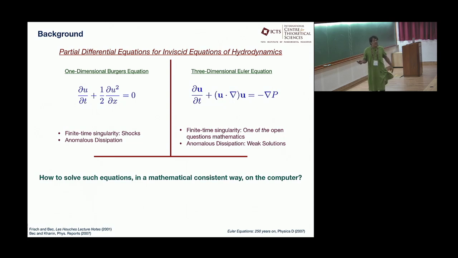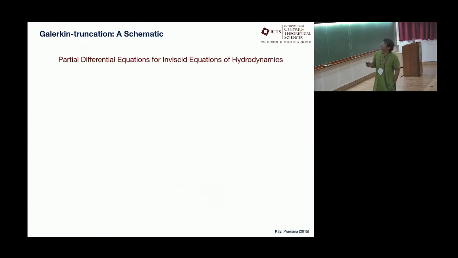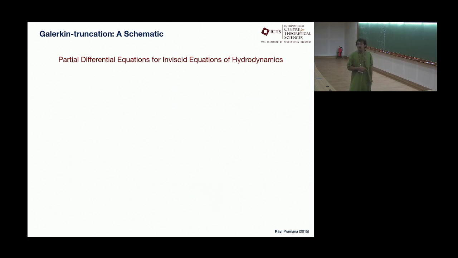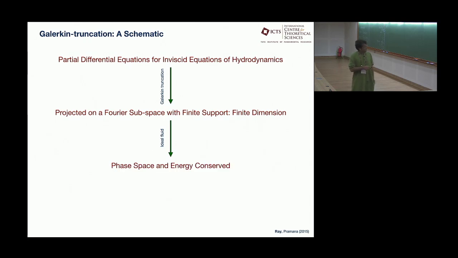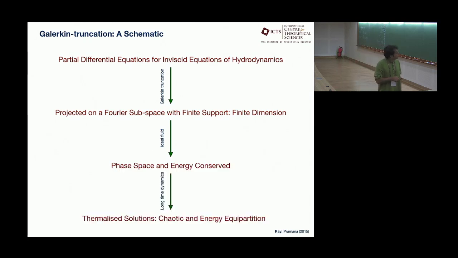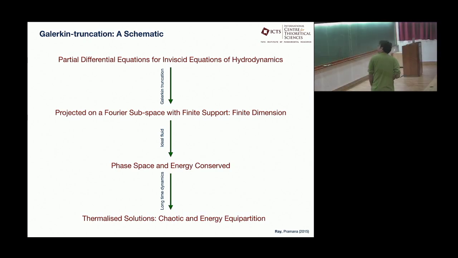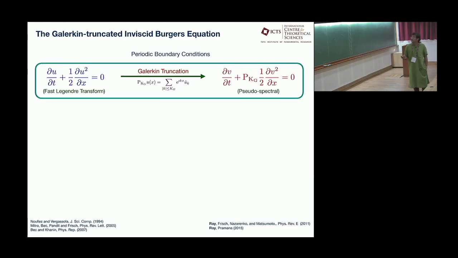So in the first bit, what I'm really going to talk about is how one solves such equations on the computer. The way one does this is through what is known as a Galerkin truncation. Essentially, what we do on the computer is take the partial differential equation, Galerkin-truncate it, and I'll give the formula in a bit. I'm just giving the schematic for the moment, which is we project it onto a Fourier subspace with a finite support. That allows phase space and energy conservation, and eventually the long-time dynamics lead to thermalized solutions, which are nothing like the shocks, for example, that you saw in the Burgers equation.